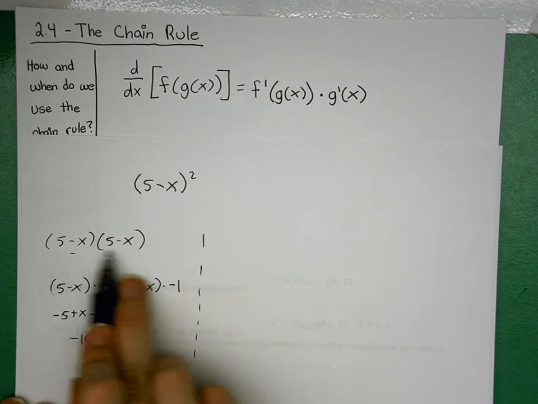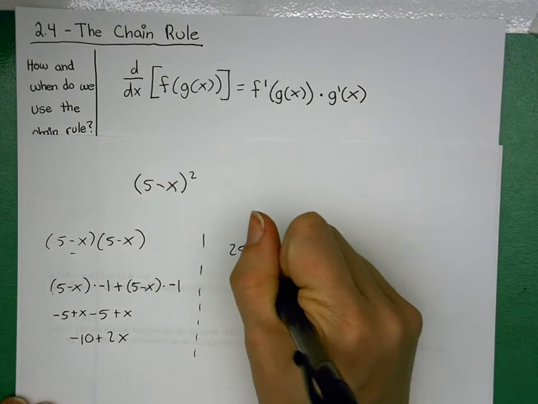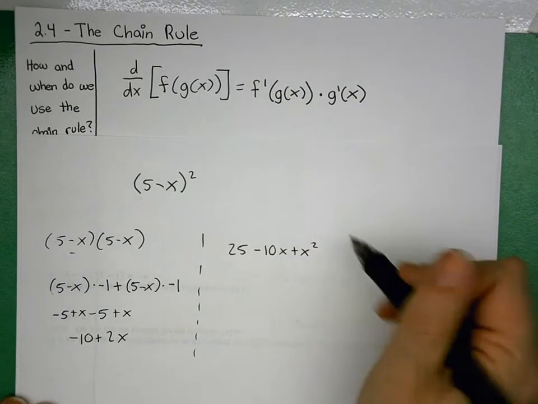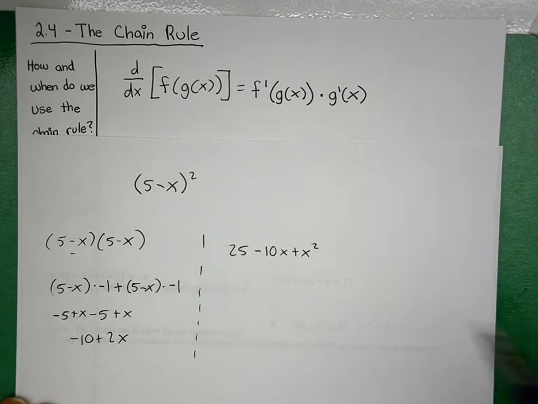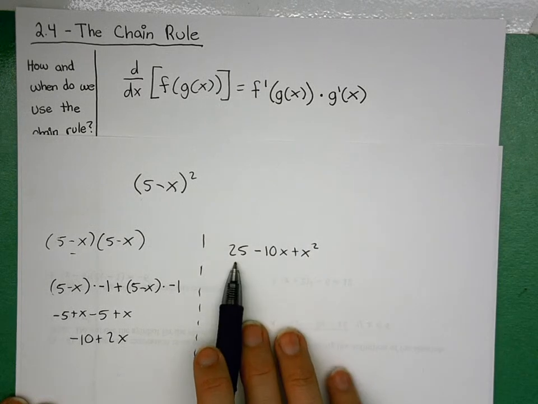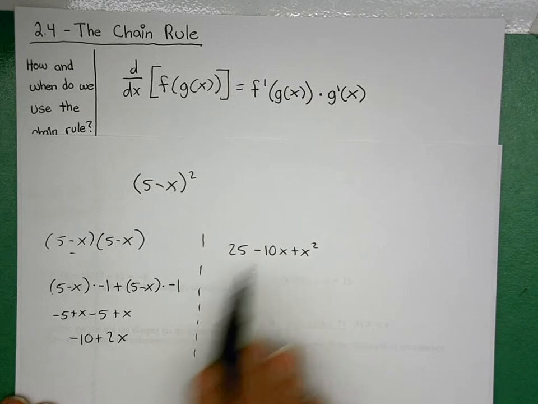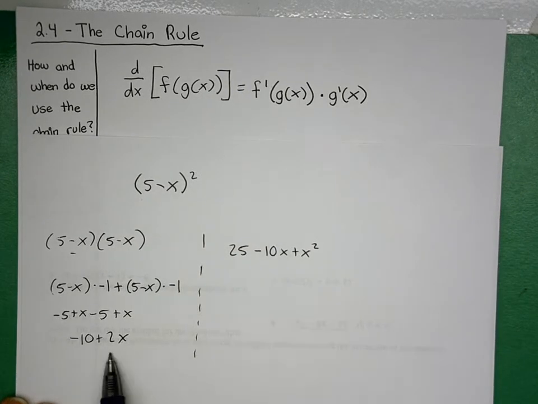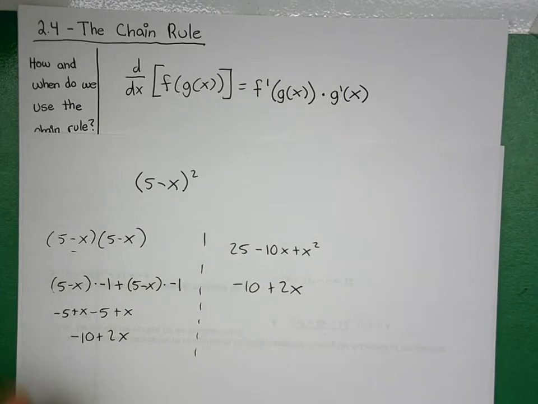Others chose to FOIL that, 5 minus x times 5 minus x, giving themselves 25 minus 10x plus x squared. And then because they had gotten rid of the multiplication, they no longer had to do product rule. They were allowed to just do power rule, which is to take the derivative of 25 and get 0, the derivative of negative 10x and get negative 10, and the derivative of x squared and get 2x. Okay? And so some people chose that route.